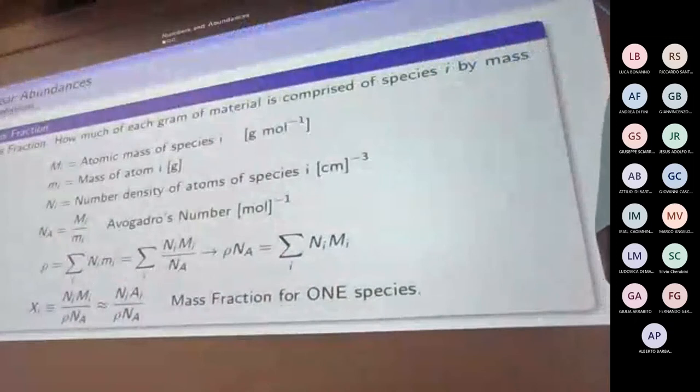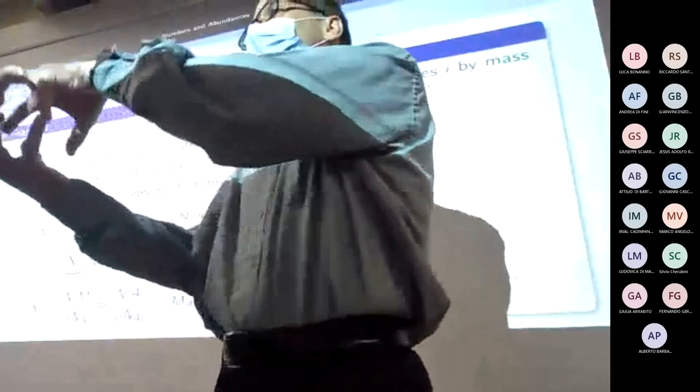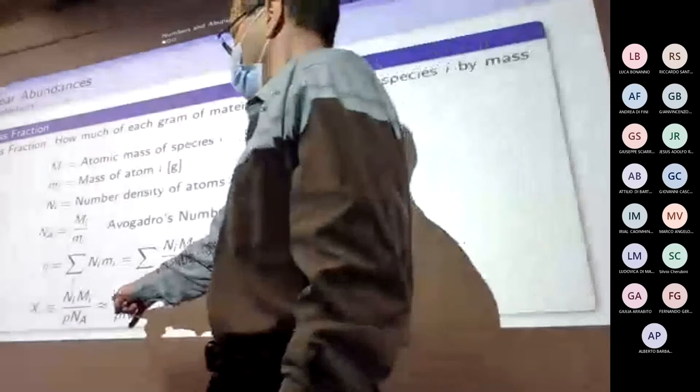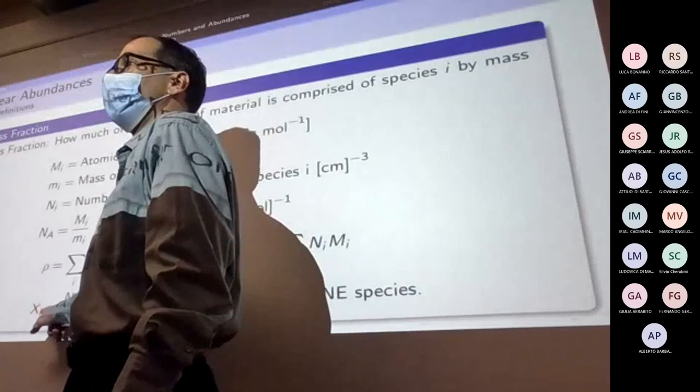Let me ask you, if I figured out the mass fraction of every isotope in my region of space, I got a kilogram of space, and I add them all, what am I going to get? The total mass, right? But this is normalized to what? One. To one, exactly. You sum up all the mass fractions, you're going to get one.